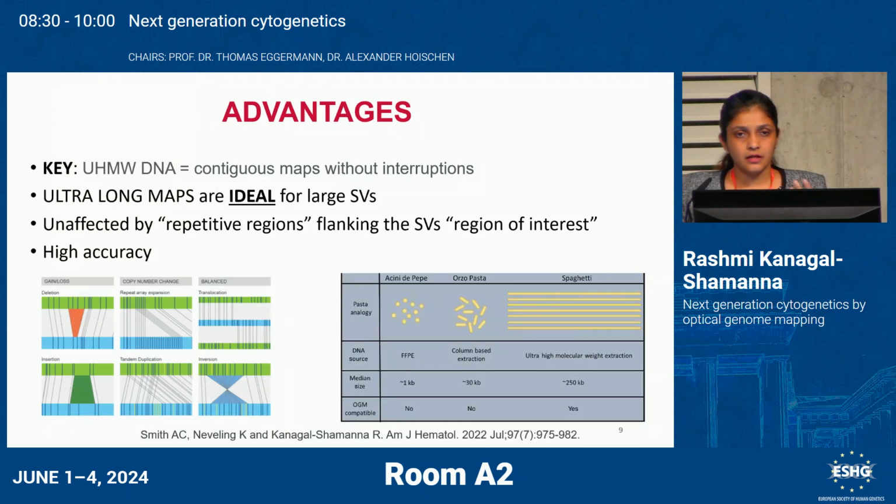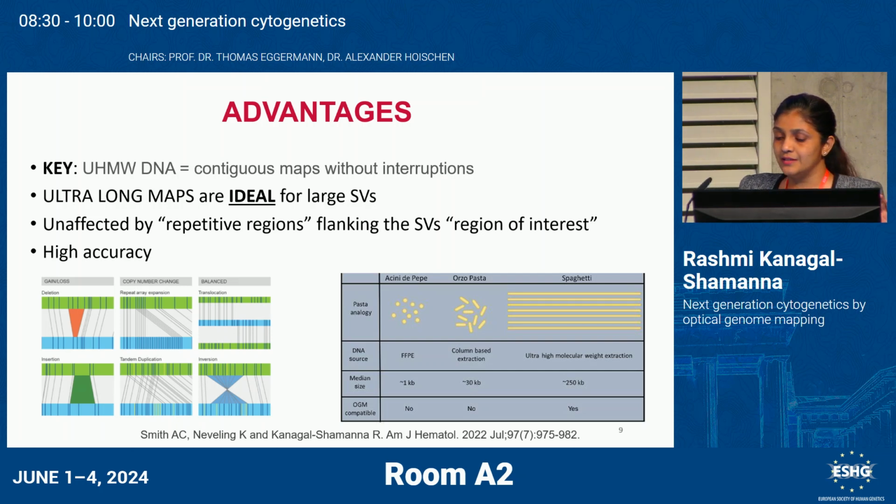So again, I want to emphasize some points over and over. This is the high molecular weight DNA that allows the generation of contiguous maps without interruptions, large maps. So these are especially good for detection of structure variants. Now, we all know structure variants are often flanked by numerous repetitive regions. And because of the use of this high molecular weight DNA, we don't lose that information in this technique. So that allows it to generate data with very high accuracy, specifically for SVs.